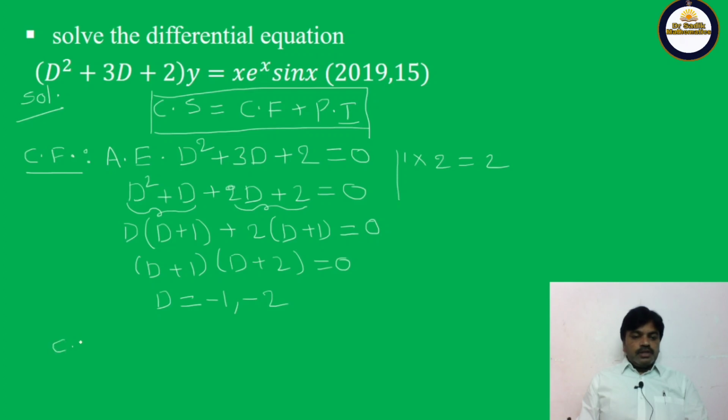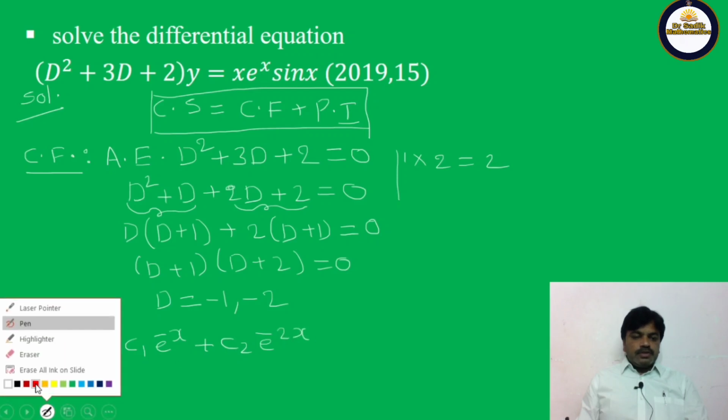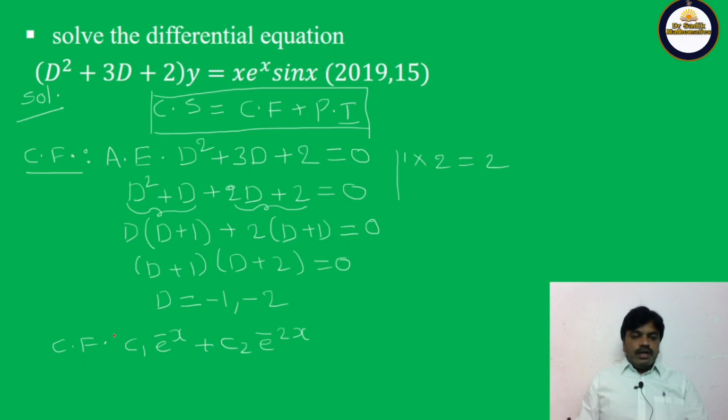So what is the complementary function here? Complementary function is c1 e power minus x plus c2 e power minus 2x. You highlight this complementary function, friends. Now put the subheading particular integral.